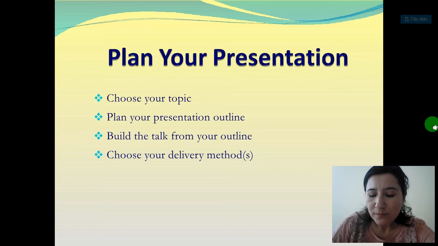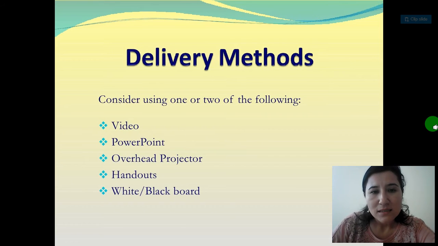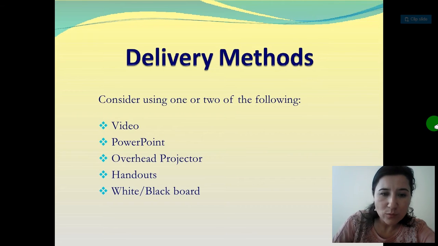Planning of your presentation. Of course, the very first stage is choosing the topic for your presentation, and then planning the presentation outline, building the talk from your outline, and choosing your delivery methods. There are different methods of delivering a presentation. The one which you are good at will help you to deliver a better presentation. The widespread methods are video, PowerPoint, overhead projector, handouts, and white and blackboard.